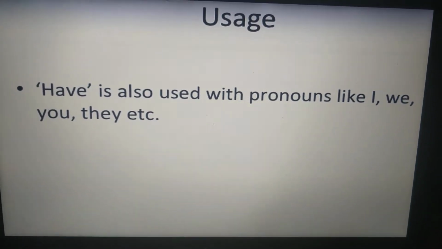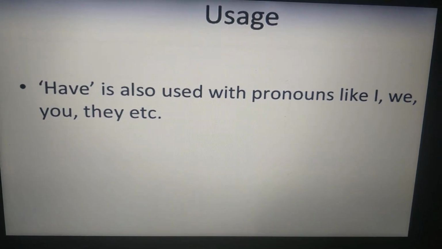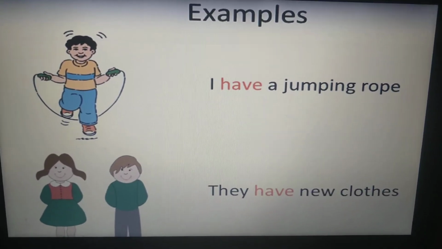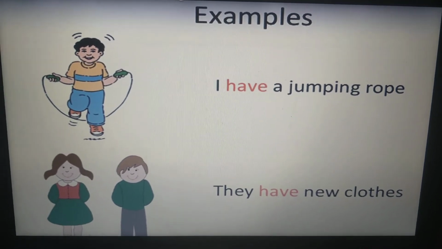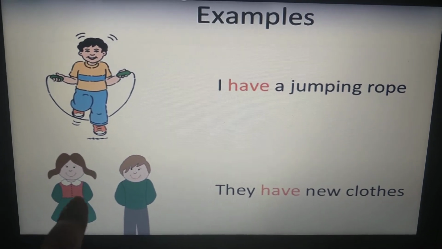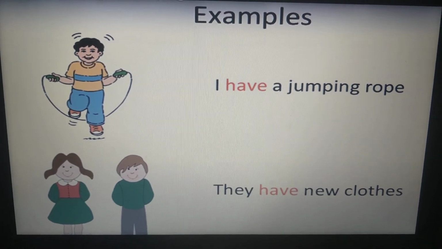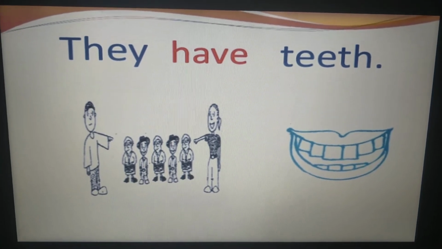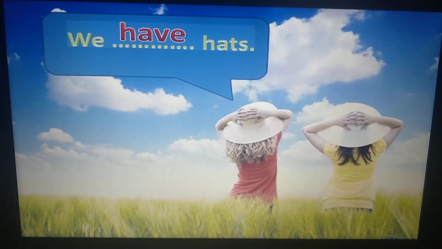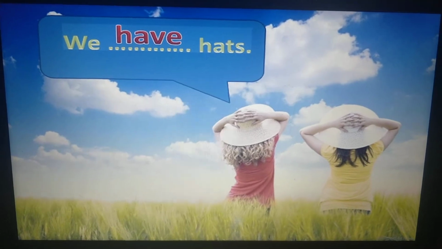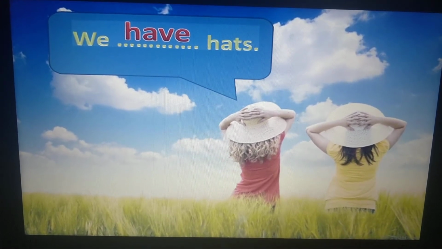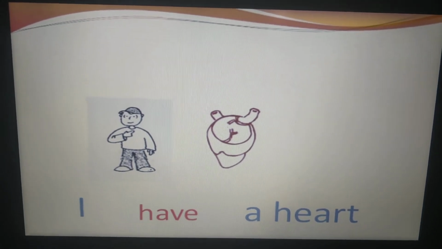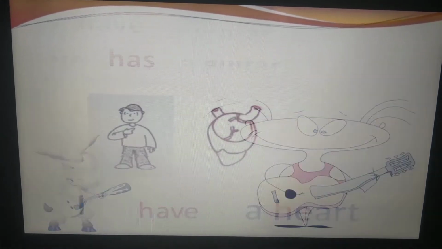Have, we always use with I, we, you and they. We can see this example. I, always with I, we use have. Now we can see one boy and one girl is there. They have new clothes. They have teeth. We have hats. We is usually referred for more than one person. I have a heart. We always use have with I.